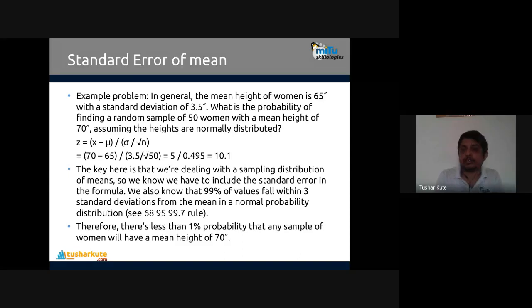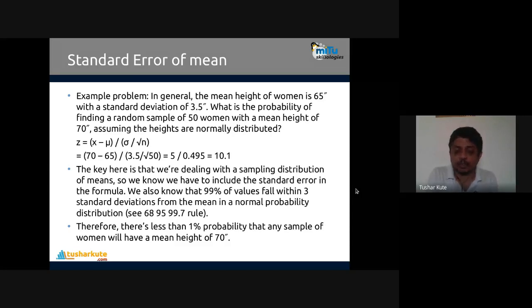In that case, if you check the formula of the standard error of the mean, that is x minus mu divided by sigma divided by root of n. So we are putting these values: 70, the mean height, minus 65, the mean height of women, and we have 50 women. So divided by 3.5, the standard deviation, divided by root of 50. That's what is mentioned here. So we will get 5 divided by 0.495, and 10.1 is the Z score calculated.